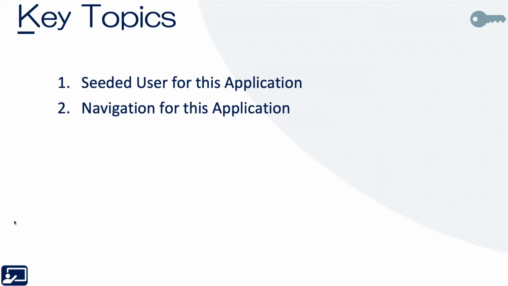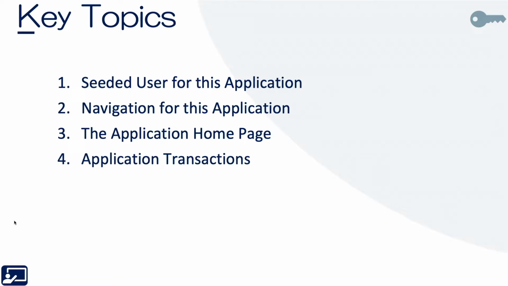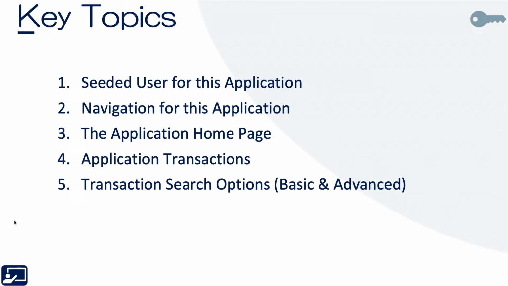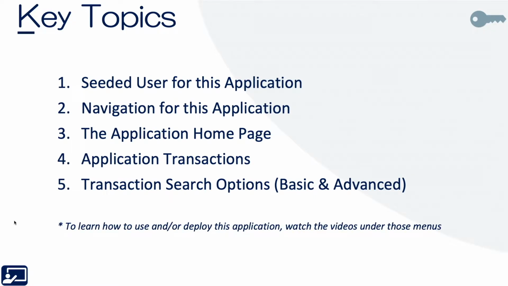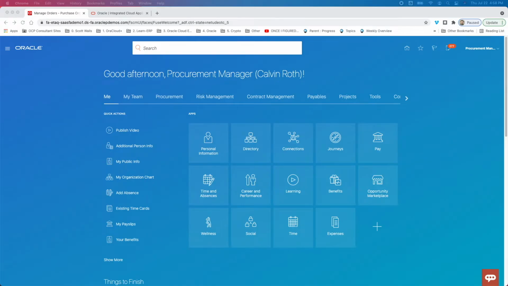Key topics for this lesson are as follows: seated user for this application, navigation for this application, the application homepage, application transactions, and then finally, transaction search options, both basic and advanced search. Before we leave, it's worth noting that all of these Discover videos are focused on what an application or transaction does. If you want to learn how to use and or deploy this application, then watch the videos under those menus. Okay, so with that, let's go ahead and jump over into the actual application.